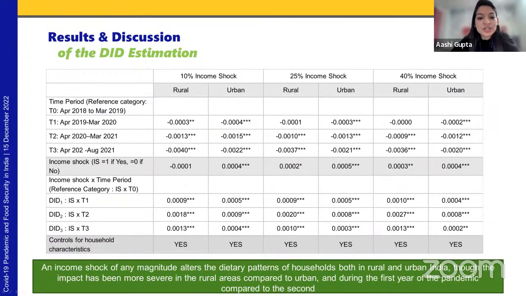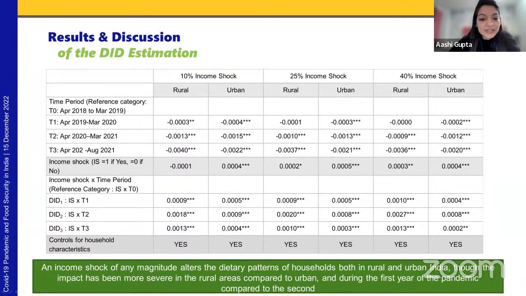Similarly, coefficient of T3 is negative and DID3 is positive. And here, the magnitude of coefficient of T3 is higher than the coefficient of DID2 in both the samples. So for the intervention group also, the diets became more diversified during the second year of the pandemic, though the intensity of diversification was lower compared to the control groups.